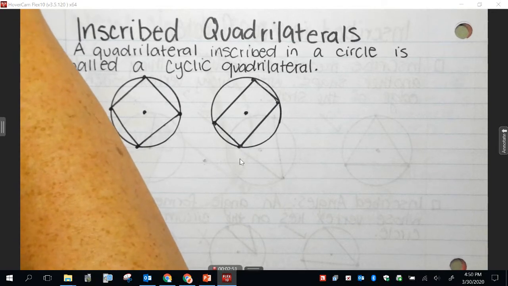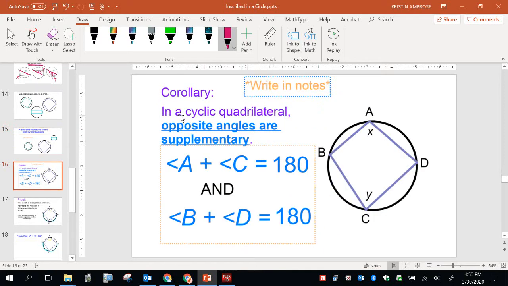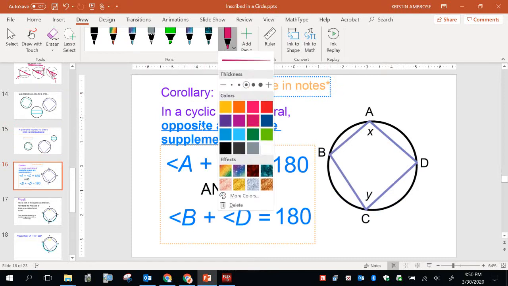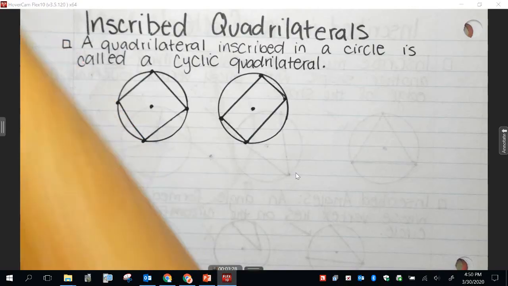Now, just like inscribed angles have special properties, cyclic quadrilaterals also have special properties. So there is a corollary, and it says that in a cyclic quadrilateral, the opposite angles are supplementary, meaning that they add to 180. So what this is saying is that if we were to add angle A and angle C, those would be equal to 180. Also, angle B plus angle D is equal to 180.